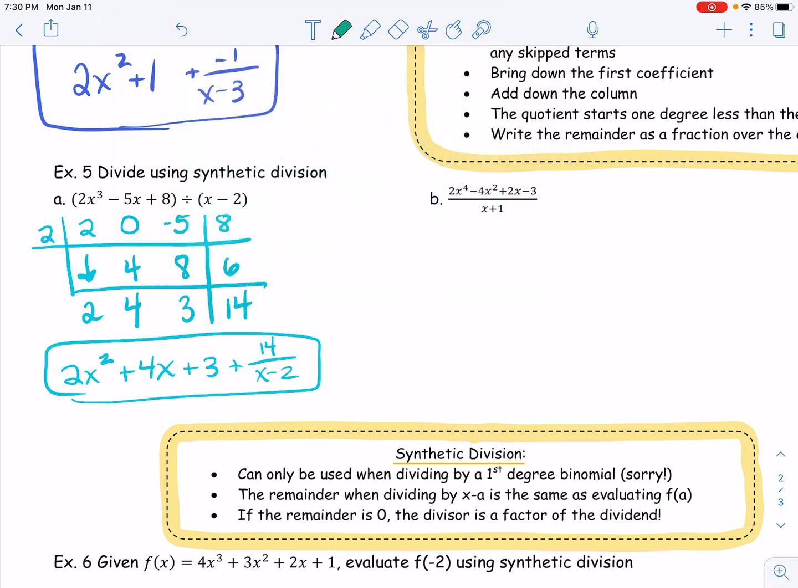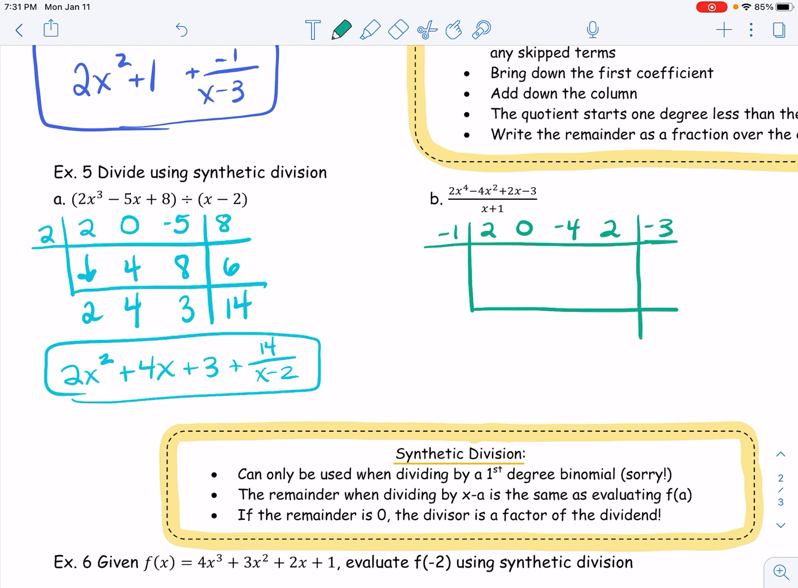Let's go here. Now, this one is written as a fraction. You can leave it, you can rewrite it, whatever you want. But what is the a value here? We're seeing x minus what number? Well, if you see x plus 1, then that means I'm minusing a negative 1. So you want to be careful with that. This is negative 1, horizontal line, vertical line, horizontal line. Write your coefficients at the top. 2x to the fourth, 0x cubed, negative 4x squared, 2x, negative 3.